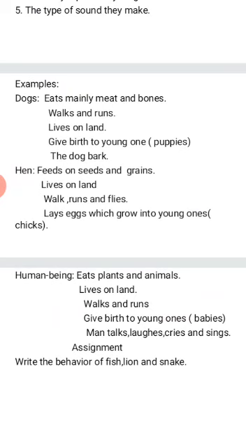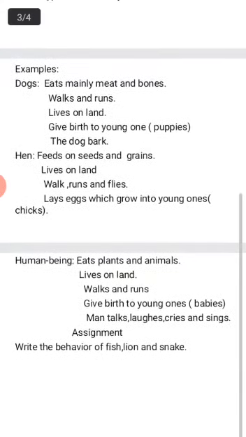We know that. And number 2, hen. They feed on seed and grain. They also live on land. A hen cannot live inside water. They live on the land. They walk and they run. They also fly. You can see that it's different from the dog's own.